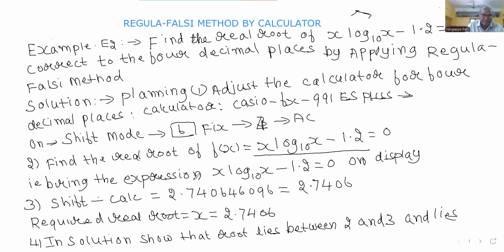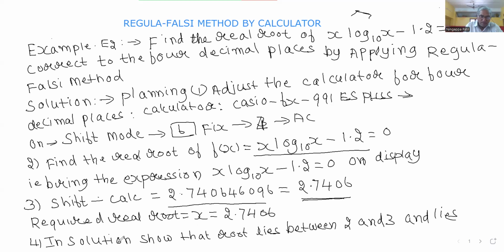Very important: after bringing this onto the display of the calculator, press Shift, Calculate, and the equal button. You get a value on the display, and press equal. It gives 2.7406. This is the actual required root and the final answer of this problem. The required real root is x equal to 2.7406.